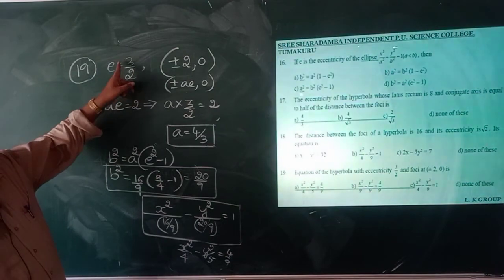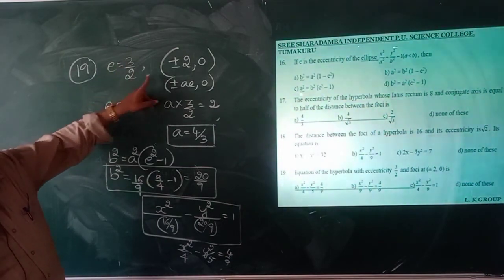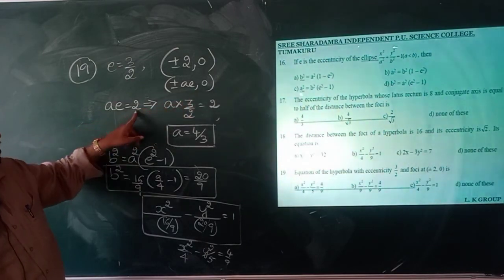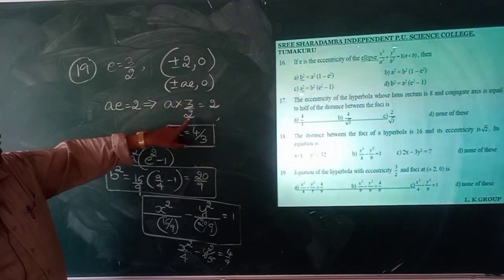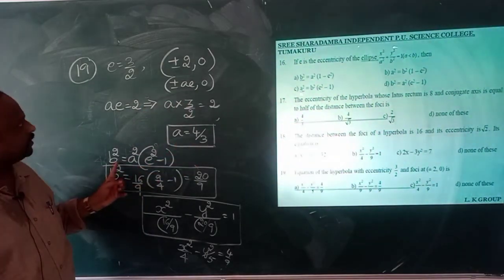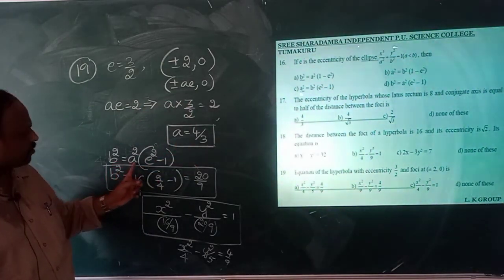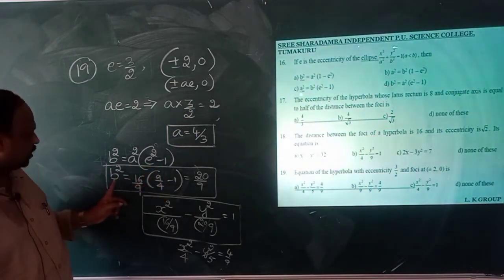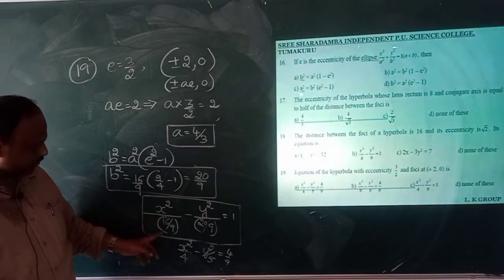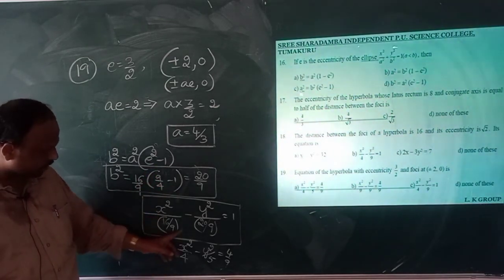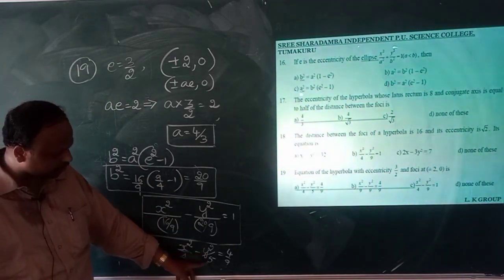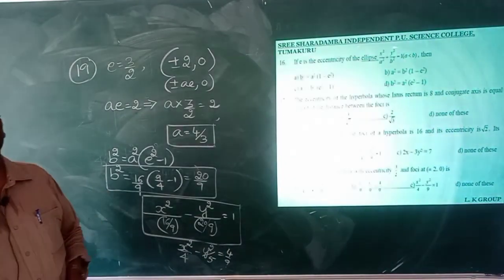I will explain. e is equal to 3 by 2 eccentricity. They have given foci ae, 0. ae is equal to 2. e is 3 by 2, so a into 3 by 2 is equal to 2. a is equal to 4 by 3. Since this is a hyperbola, b square is equal to a square into e square minus 1. b square is equal to 16 by 9 into 9 by 4 minus 1. Simplify this: 16 by 9, 20 by 9, you will get option E, x square by 4 minus y square by 5 is equal to 4 by 9.